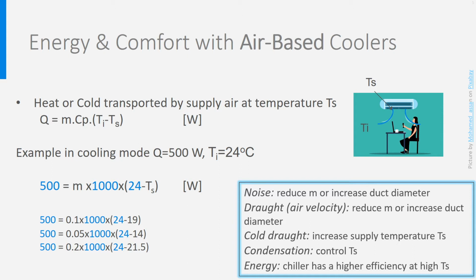Additionally, from the energy point of view, be aware that the efficiency of a chiller or air conditioner is higher when Ts is higher, so using a high supply temperature Ts will save energy. Last problem is that if the temperature is too low, condensation may occur, so there must be a dew point control system for Ts. It is also about the balance between all these parameters.